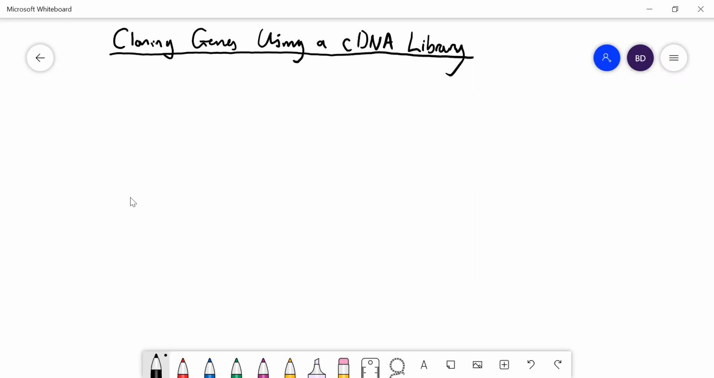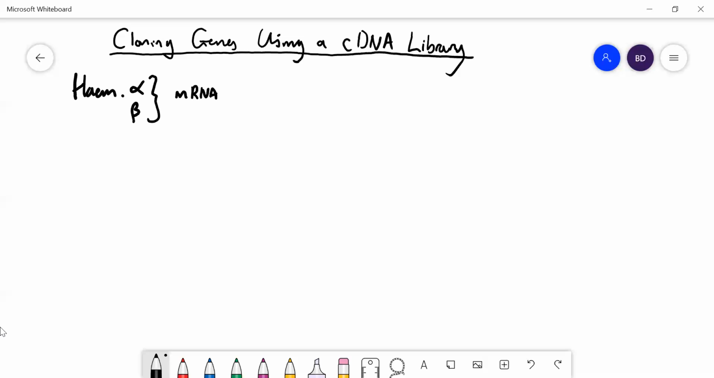Right, so let's say if you wanted to clone the gene for hemoglobin. So hemoglobin, of course, is made up of two proteins, the alpha chain and the beta chain. So let's say you wanted to clone the genes for those. So what you'd have to do is you'd have to find a cell that's making a lot of mRNA for those genes.